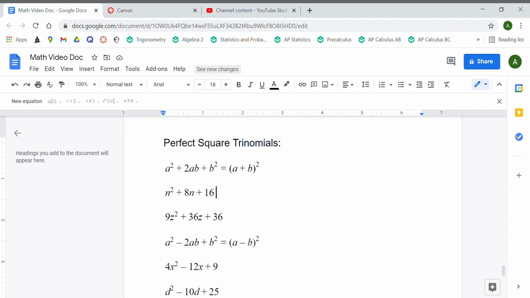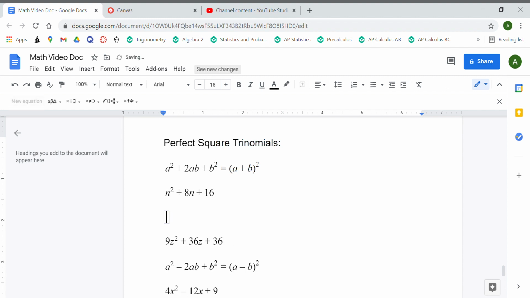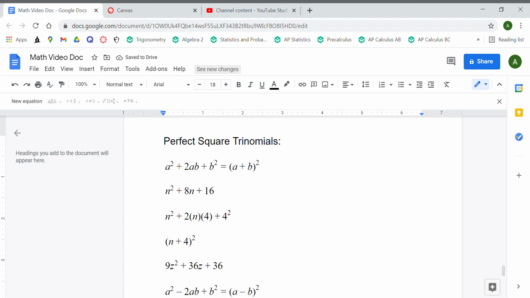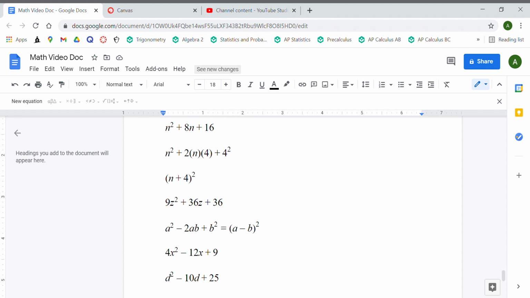And so this is indeed a perfect square trinomial. And so we can rewrite this as n squared plus 2n times 4 plus 4 squared. And so our a value is n and our b value is 4. And so our factored form is n plus 4 squared. Why don't you try it out with this one now? 9z squared plus 36z plus 36.